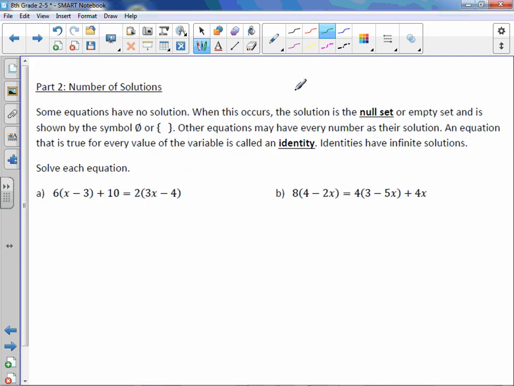Some equations have no solution. When this occurs, the solution is the null set or empty set, and is shown by these two symbols. Other equations may have every number as their solution. An equation that is true for every value of the variable is called an identity. Identities have an infinite number of solutions. So let's solve each equation.